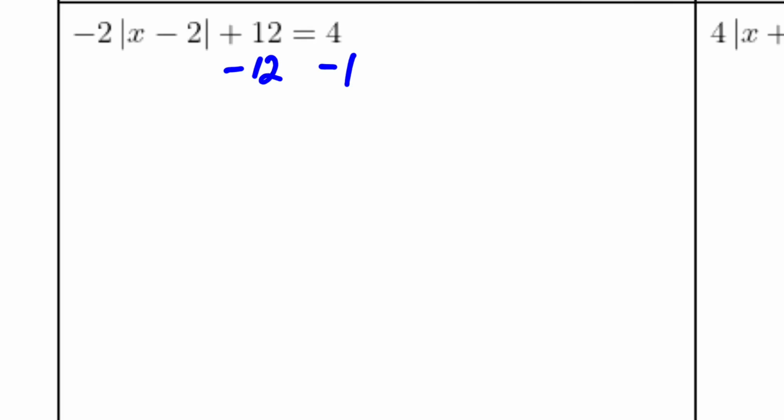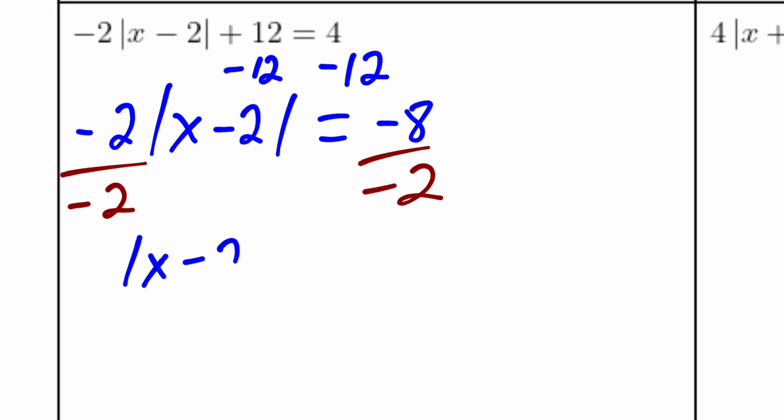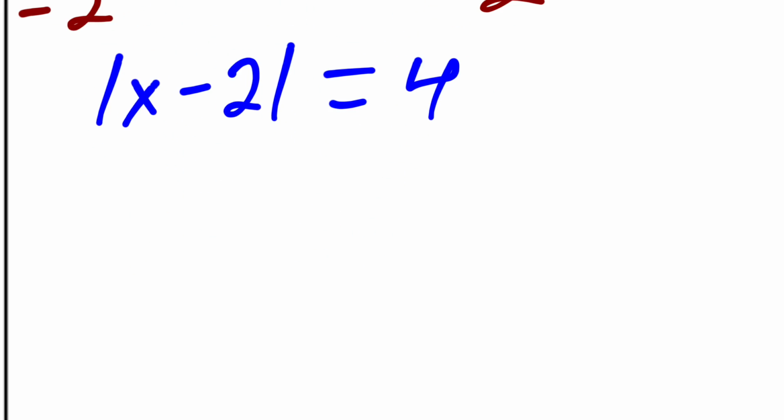We subtract 12 from both sides. We have negative 2 times the absolute value of x minus 2 is equal to negative 8. Then we divide by negative 2. Even though it looks like we're subtracting there, because it's right next to the bracket, it's just like with parentheses, where it implies multiplication. So good news, this one comes out positive. We can actually solve it. We have a positive and negative solution.